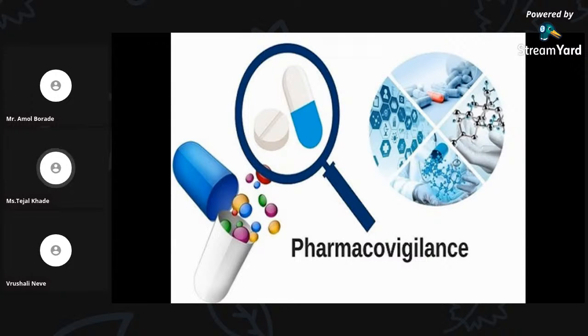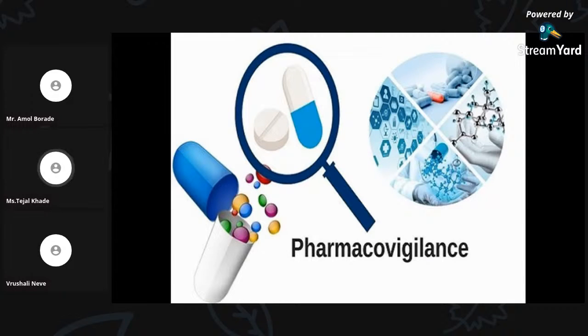So the basic focus of pharmacovigilance is to improve patient care and public health, as well as evaluate the benefit and risk associated with the medicine. Along with this, one important focus is to encourage the safe and effective use of medicine. So in pharmacovigilance, we are not only detecting the adverse event, but also evaluating the adverse event, which is beneficial for public health.